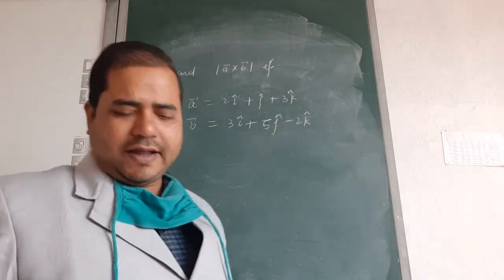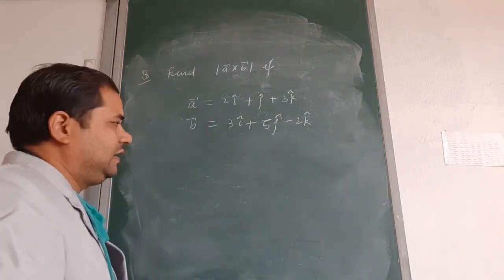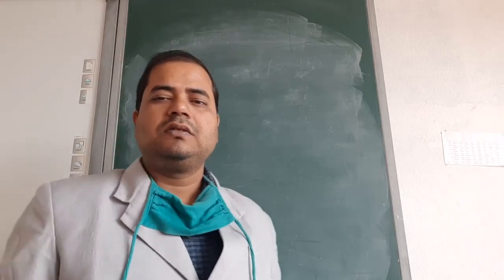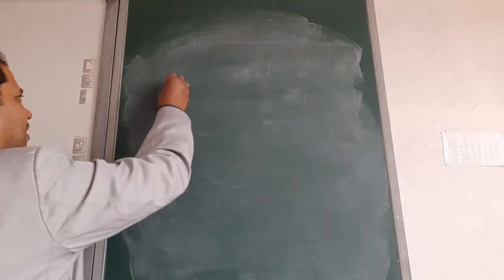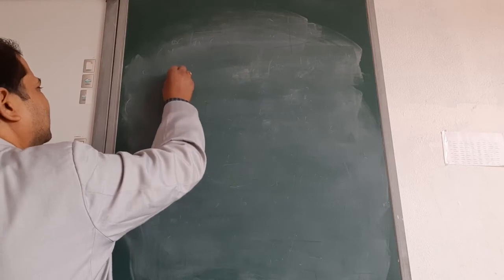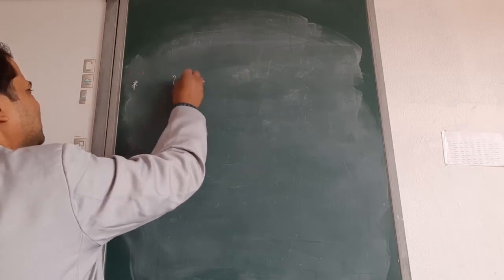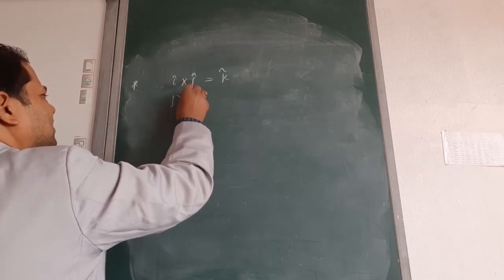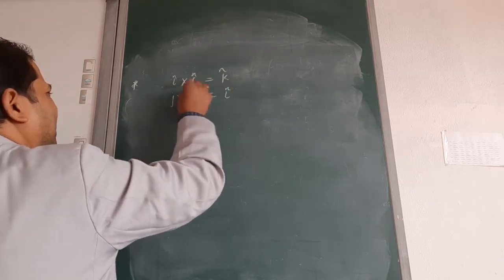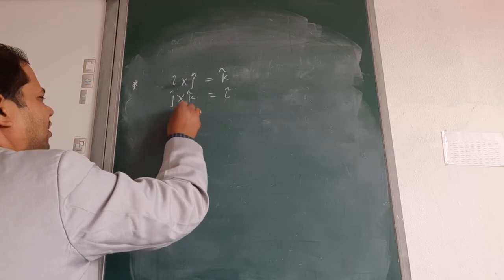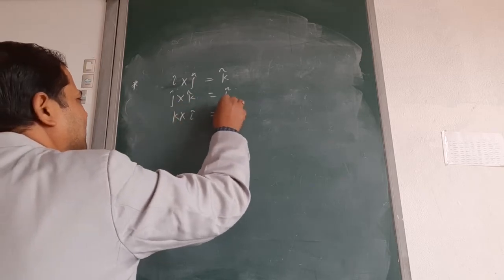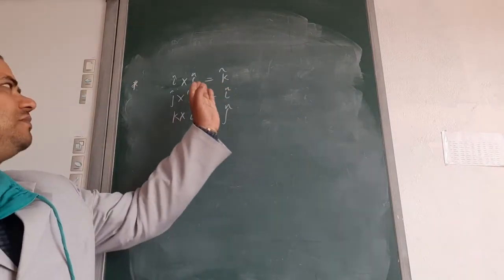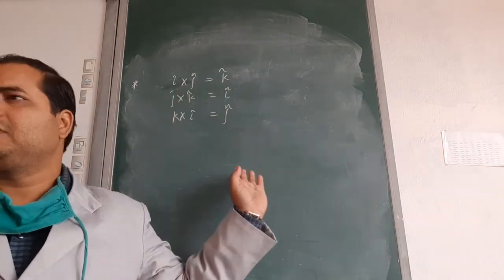Okay, find the mod of A cross B. So solve it. Now you know very well the values of the cross products: i cross j is k cap, j cross k is i cap, k cross i is j cap, and in reverse order it is negative, that means j cross i is minus k cap. You know very well this thing?